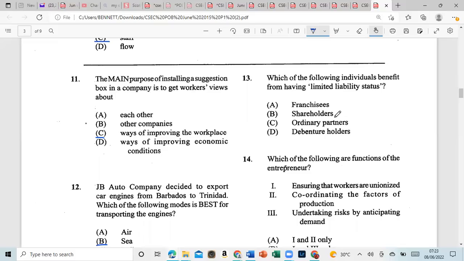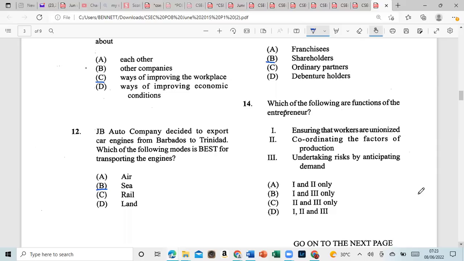Which of the following individuals benefit from having limited liability status? The franchisees, shareholders, ordinary partner, or the debenture holder? That would be the shareholder. So 13. Let's move on to 14.